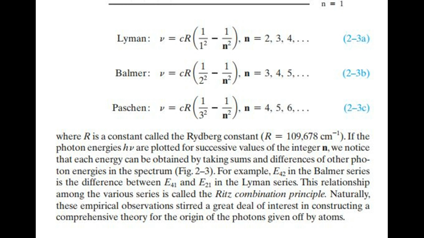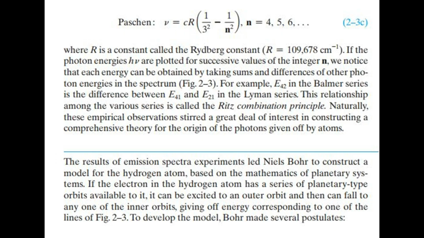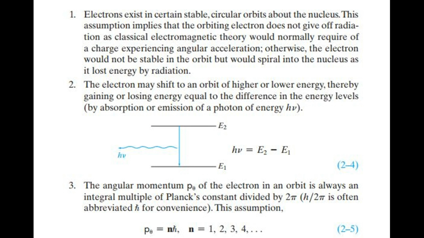Naturally, these empirical observations stirred a great deal of interest in constructing a comprehensive theory for the origin of the photons given off by atoms. The results of emission spectra experiments led Niels Bohr to construct a model for the hydrogen atom, based on the mathematics of planetary systems. If the electron in the hydrogen atom has a series of planetary-type orbits available to it, it can be excited to an outer orbit and then can fall to any one of the inner orbits, giving off energy corresponding to one of the lines of Fig 2.3. To develop the model, Bohr made several postulates. 1. Electrons exist in certain stable, circular orbits about the nucleus.